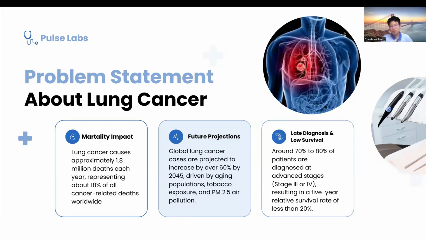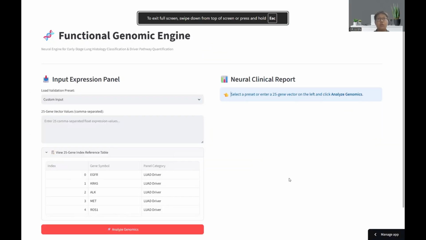Now, late diagnosis equals low survival. Around 70% to 80% of patients are diagnosed at advanced stages, which are stage 3 or stage 4, resulting in a 5-year relative survival rate of less than 20%. Now, to put this into perspective, at a molecular level, non-small cell lung cancer accounts for over 85% of all lung cancer diagnoses.